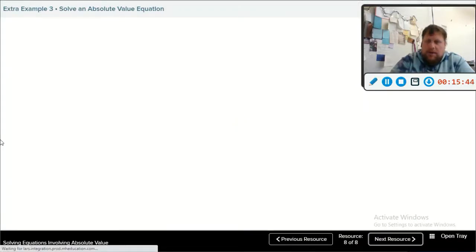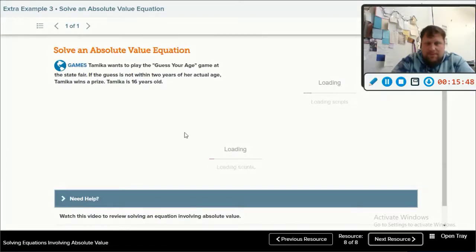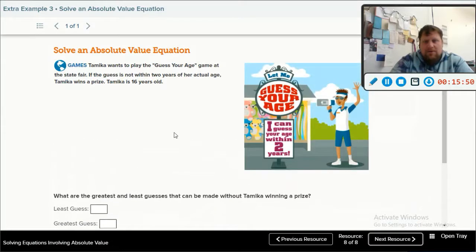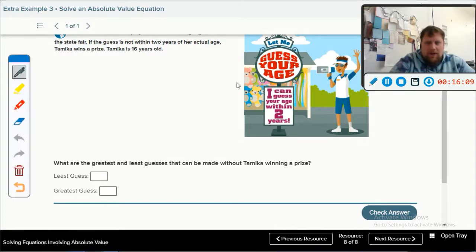And then last but not least, guess your age. Tamika wants to play the guess your age game at the state fair. If the guess is not within 2 years of her actual age, Tamika wins a prize. Tamika is 16 years old. So what is the least and greatest guess? This is a good thing to know because a lot of those fair games try to trick you.